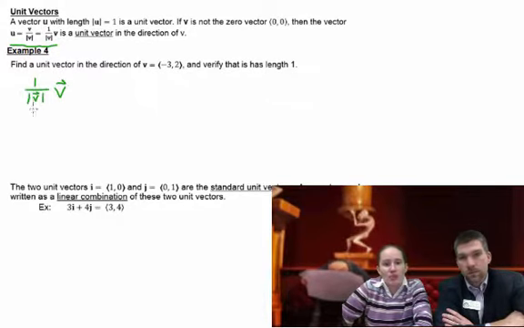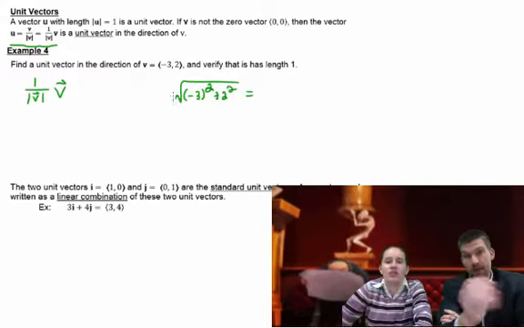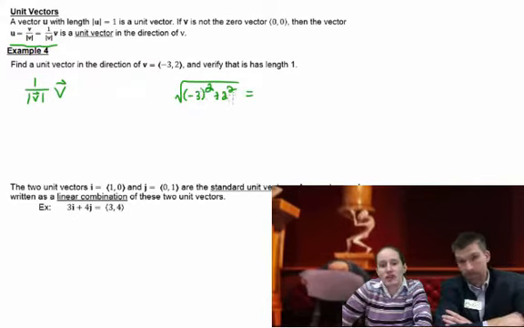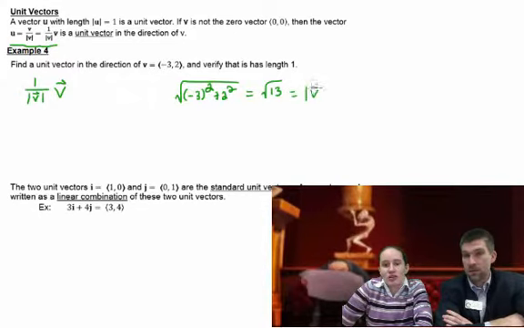What we have to do is find the magnitude of this vector to start off with. We did that a couple slides ago. You're going to square the first guy, square the second guy, and make sure that the negatives are inside the parentheses. So that's 9 plus 4, which is 13, so square root of 13. Leave it like that. Please don't turn this into a decimal. This is the magnitude of this vector they gave us.